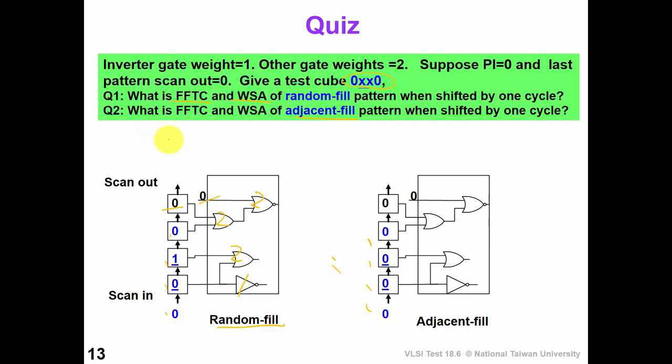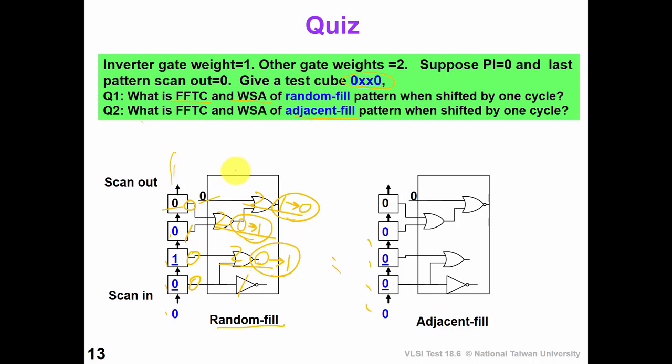Have you finished? After one shift clock, every bit is shifted up by one bit. So this would be 0, this would be 1, and this would be 0, this would be also 0. In this way, the OR gate will be toggled from 0 to 1. So we have a toggle transition here, and then the NOR output will be changed from 1 to 0.